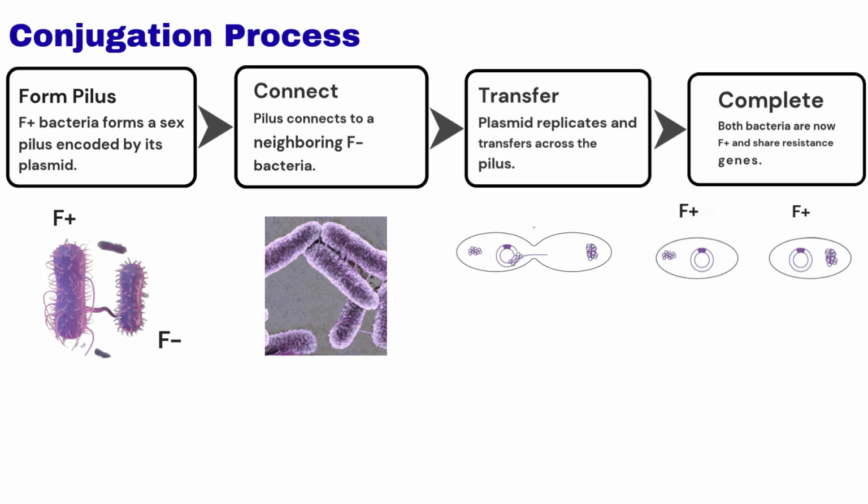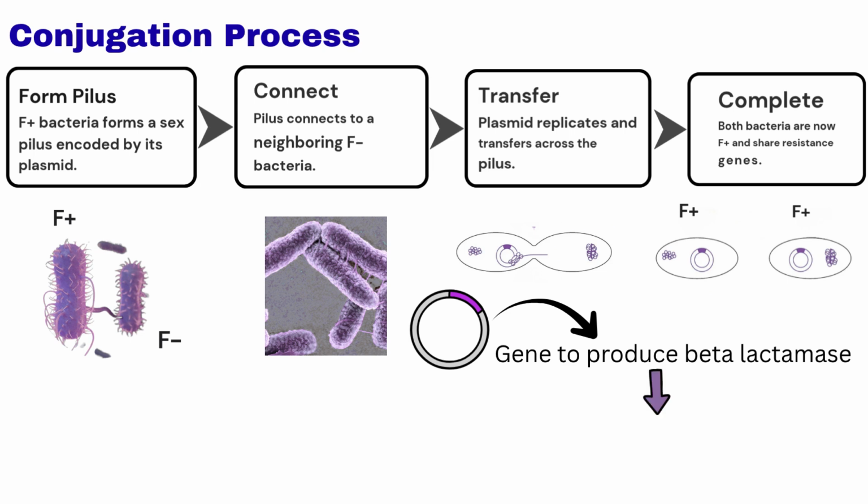Why does this matter to us? Because these plasmids routinely carry highly dangerous traits like the gene to produce beta-lactamase, an enzyme that destroys antibiotics like penicillin. They are literally passing antibiotic resistance around like trading cards.